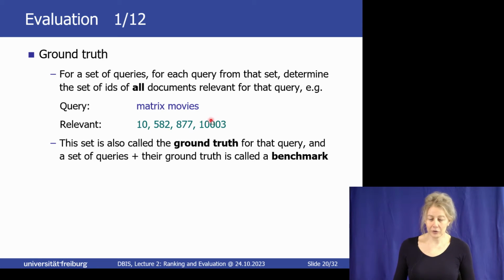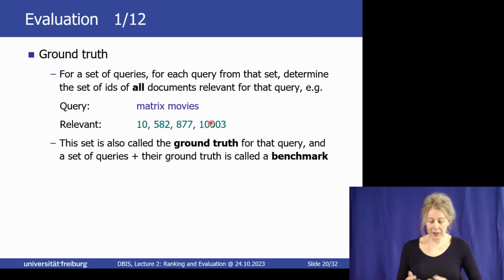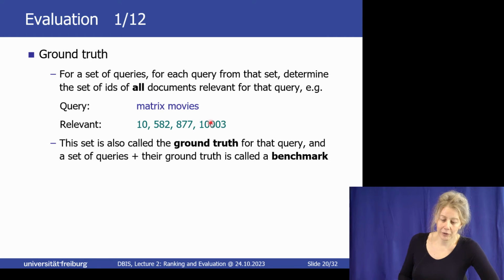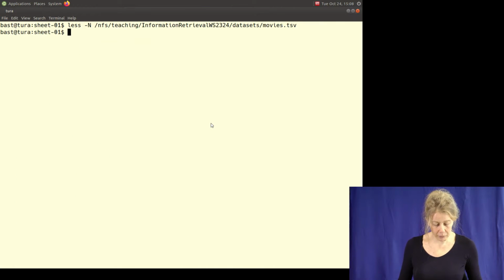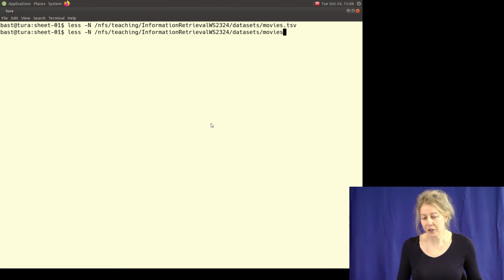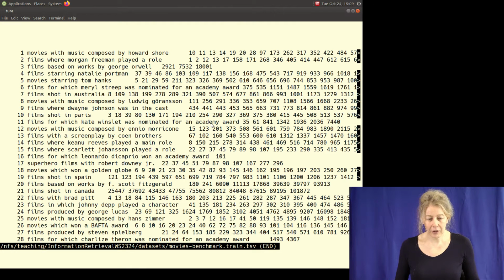So you call this the ground truth, like the perfect result, and a set of such queries with their ground truth, you call it a benchmark, because it allows you to evaluate the performance, in this case the quality of such a system. We have built a benchmark for you, or Sebastian has built, and previous assistants have built a collection, and let's look at this. And you will see there are 2 collections, test and train. I will talk more about this later. Let's look at the training set, movies, benchmark, train. And it looks like this.